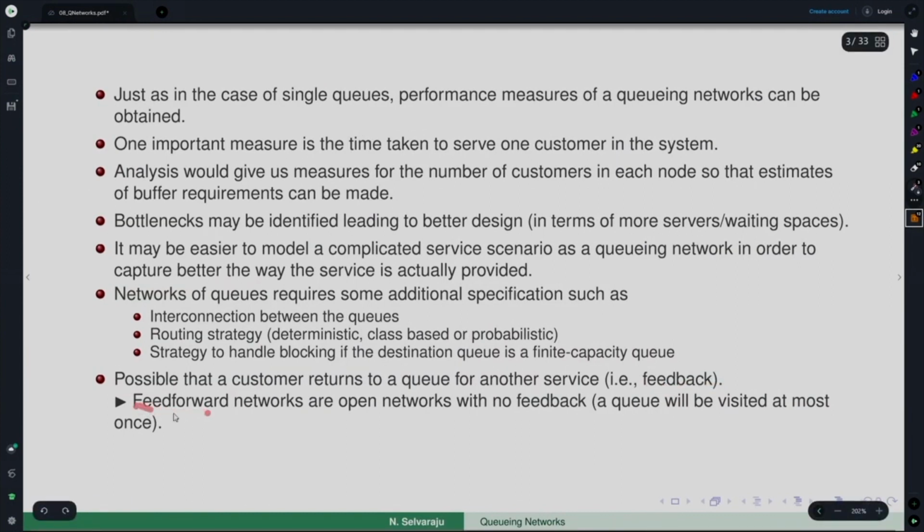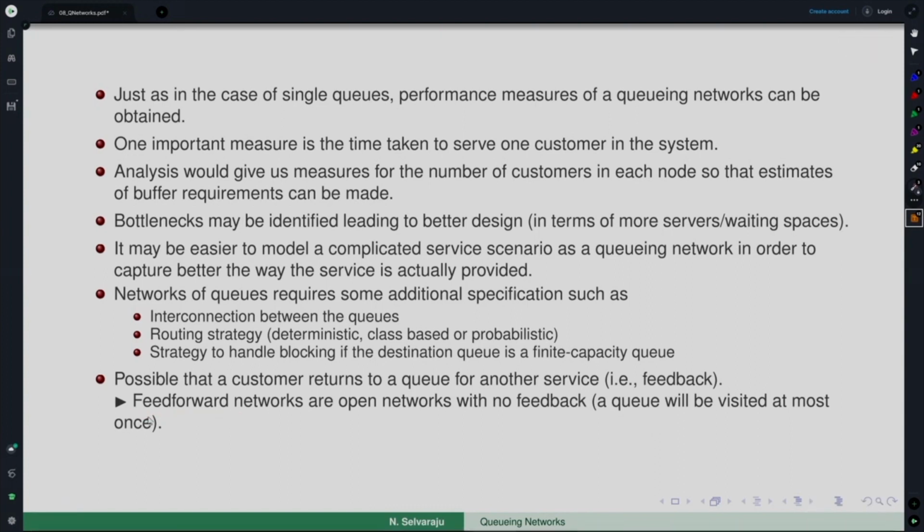As opposed to this, you also have feed forward networks. These are open networks with no feedback. In this case, a queue will be visited at most once. Some of the nodes a particular customer may not visit, but some nodes at least he will visit, but he is not going to visit the same particular node which he has already visited once. Such networks are all called feed forward networks.